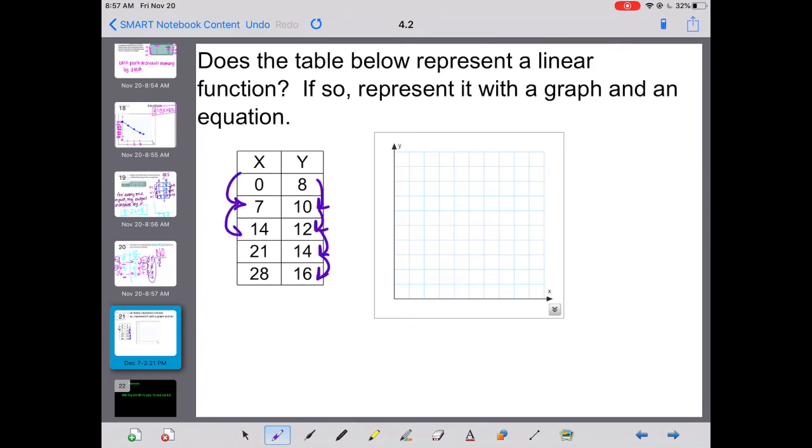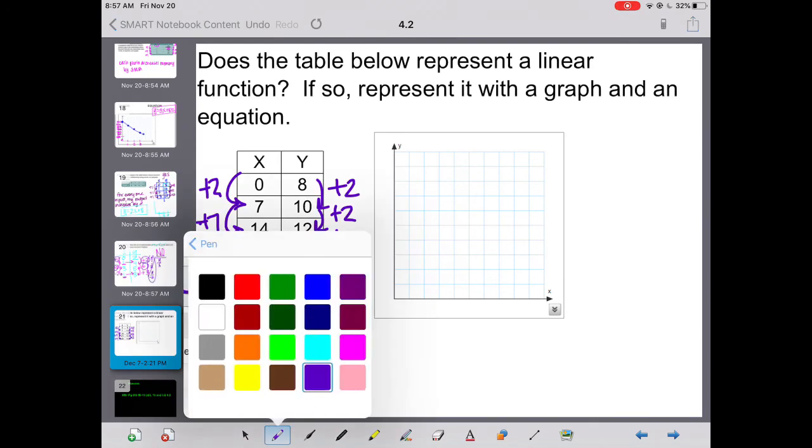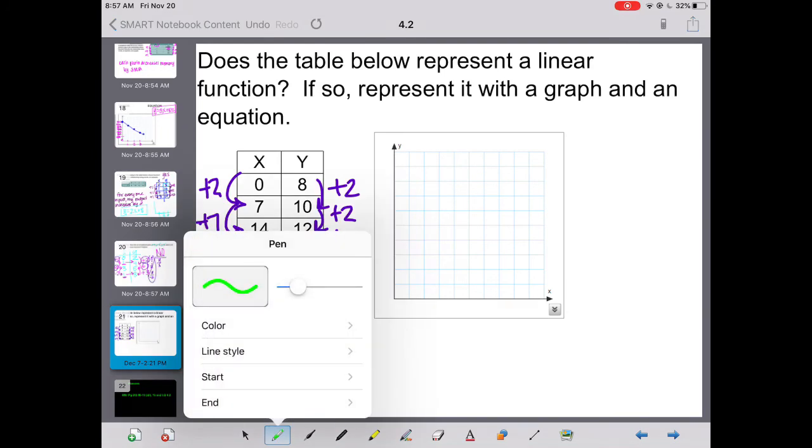Does the table below represent a linear function? If so, represent it with a graph and an equation. Okay, first step is always just check to see if it's changing by the same amount every time. And remember that you need to do it on both sides in order to know for sure. Okay, over here it looks like we're adding 2 every time, which is perfect. On the x-axis, it looks like we're adding 7 every time.